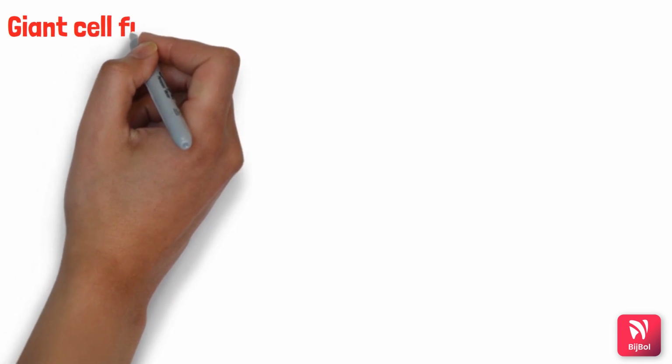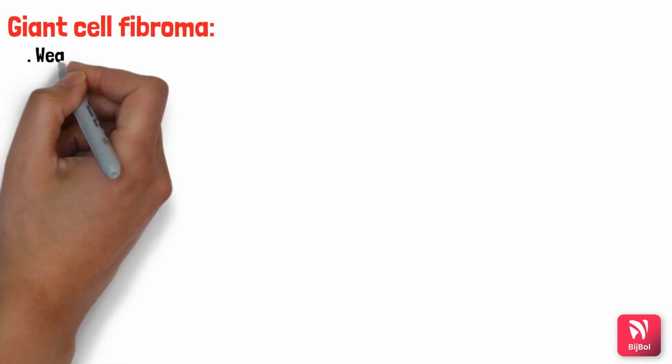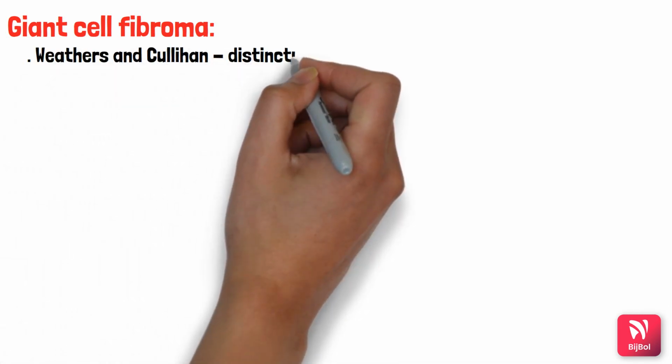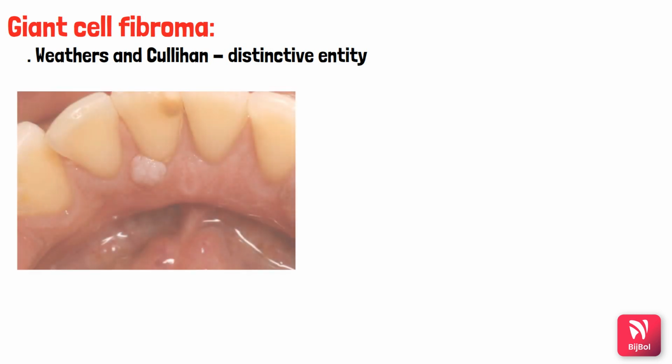Next we will be seeing giant cell fibroma, which is actually a variant of fibroma itself, but it is considered a distinctive entity by two authors, namely Weathers and Callahan. Why have they mentioned it as a distinctive entity? Because here the histopathological appearance of giant cell fibroma is very much different from that of normal fibroma. So the authors are Weathers and Callahan. They find it a distinctive entity.